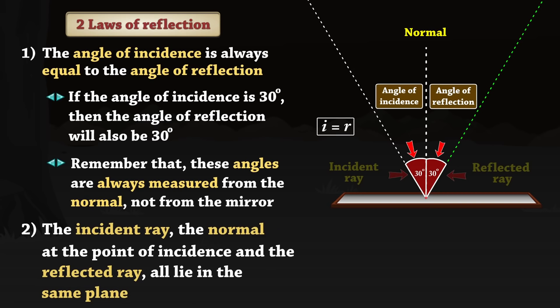The incident ray, the normal at the point of incidence, and the reflected ray all lie in the same plane.